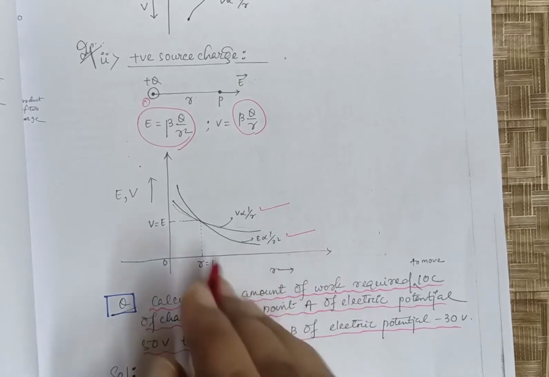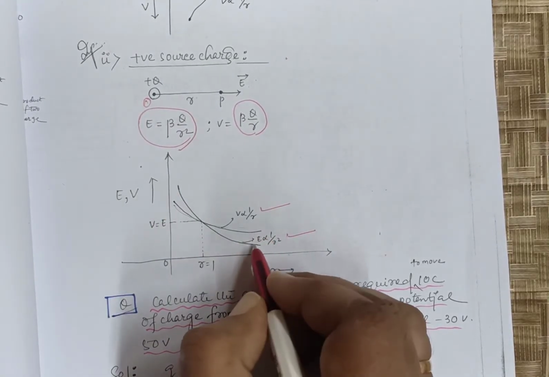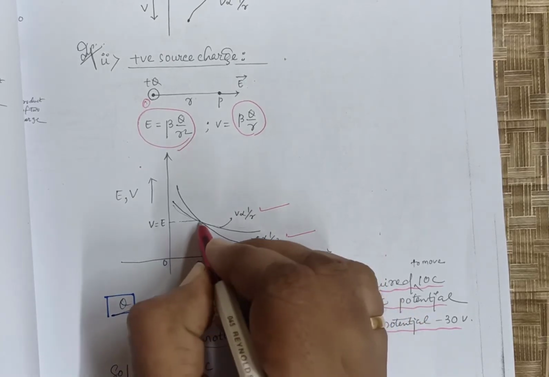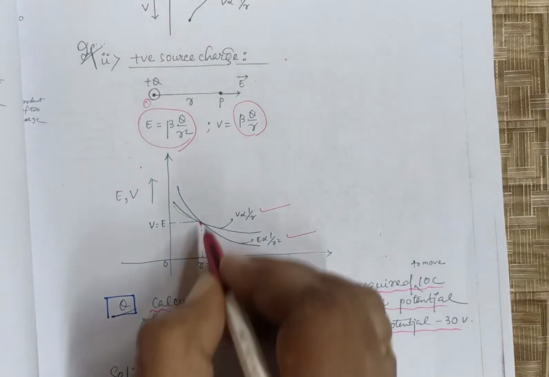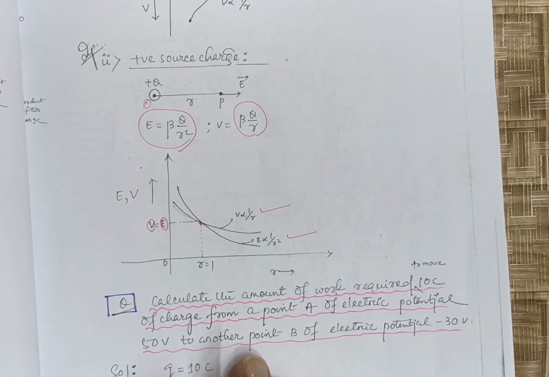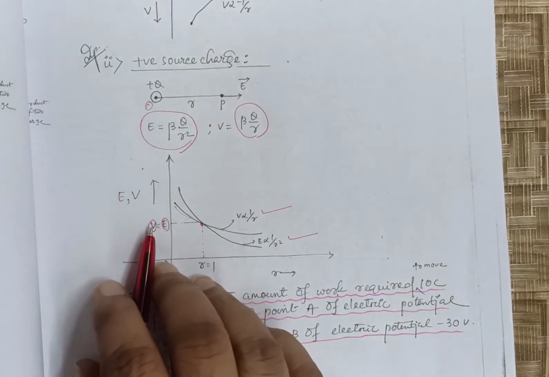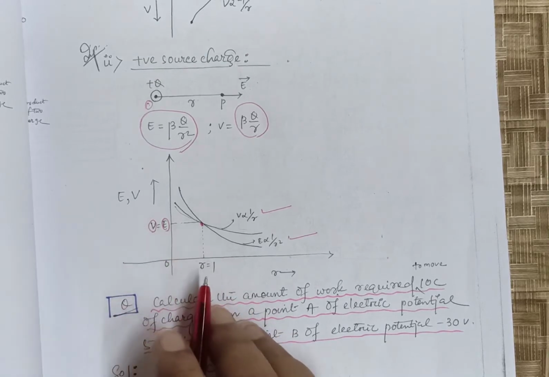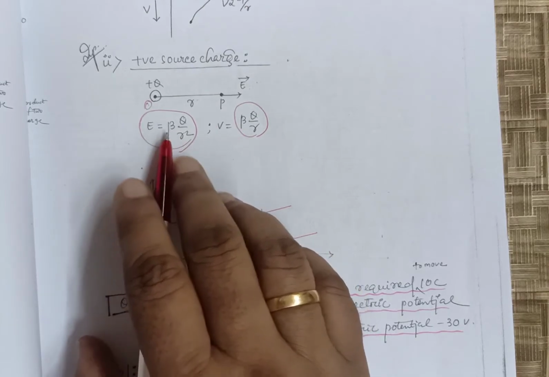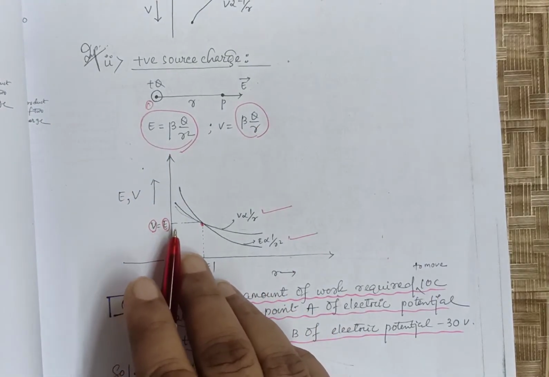The intensity graph is much steeper than the potential graph, because the slope of this graph is more, as E is proportional to 1 by R square. But at a particular point, which I have marked here, the potential numerical value is equal to the intensity numerical value. Units are different, but the numerical values are the same. At what point will this be the same? When R is equal to 1, E is equal to kQ and V is also equal to kQ. So intensity is equal to V.